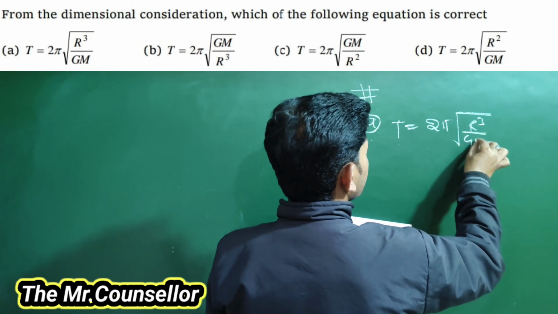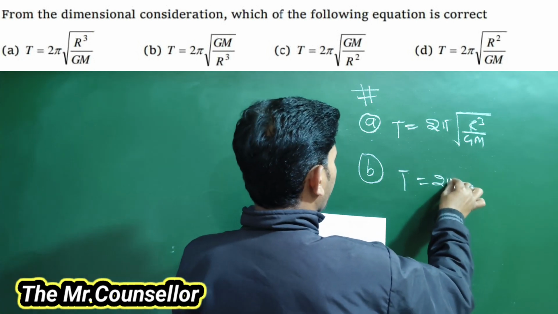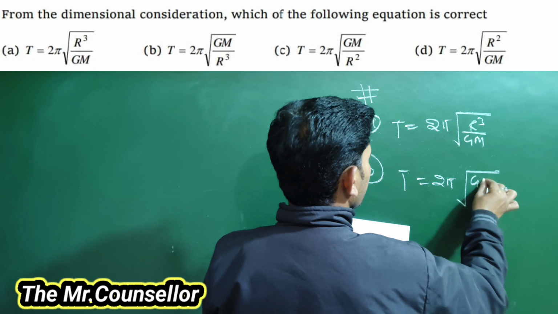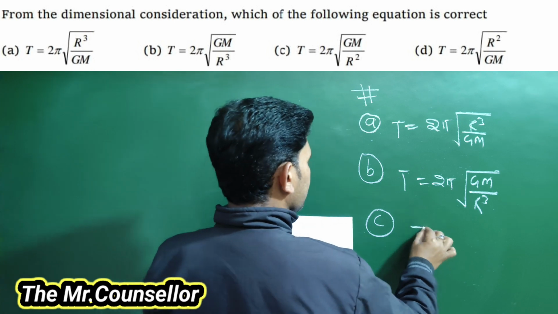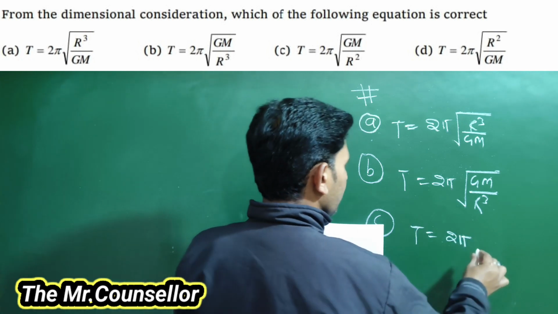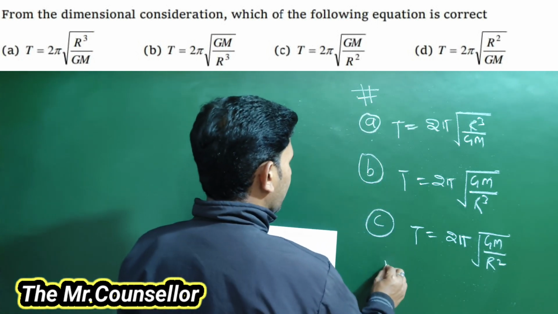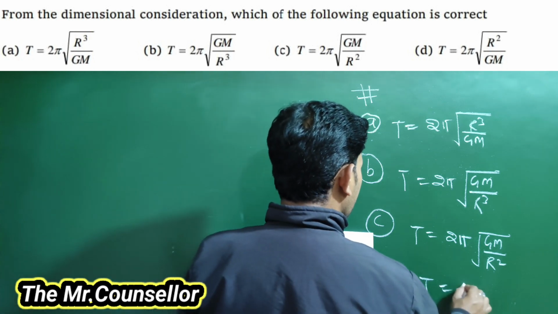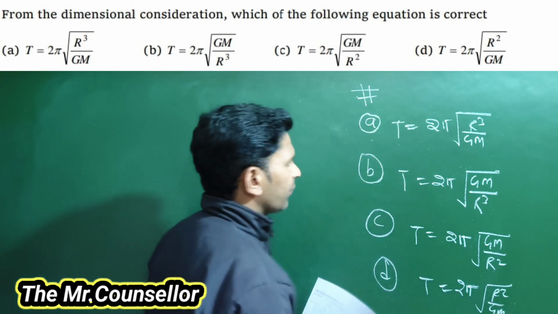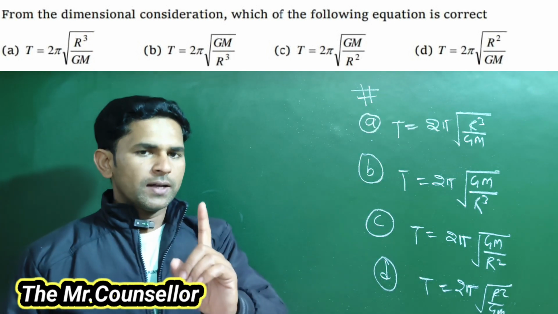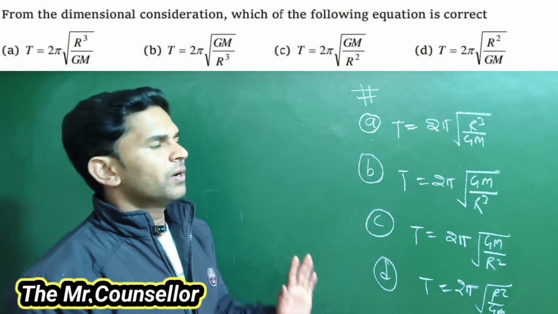r cube upon GM, and option B is T is equal to 2 pi root GM upon r cube, and option C, T is equal to 2 pi root GM upon r square, and option D, T is equal to 2 pi root r square upon GM. We need to find the one answer that is dimensionally correct. So how many options here are dimensionally correct, we need to find.